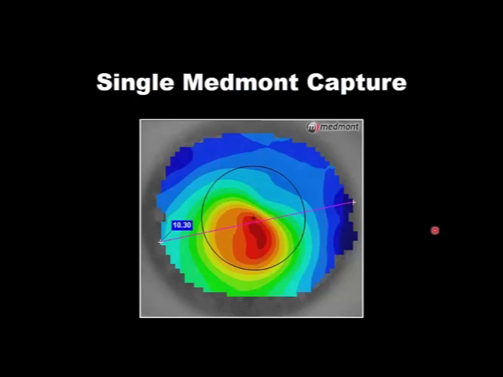Now the Medmont gives you a very large area of capture. As a small cone topographer, it's able to stretch the rings right to the peripheral cornea, which is valuable because if we're fitting irregular eyes, we're generally using larger diameters. So we want to be able to understand clearly the shape where the lens might land. So the typical single capture should give us greater than 10 millimeters of data. So the Medmont gives us one of the largest capture areas.